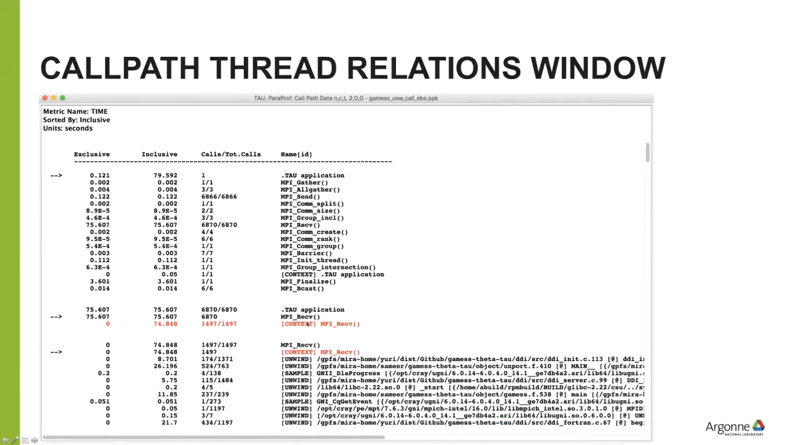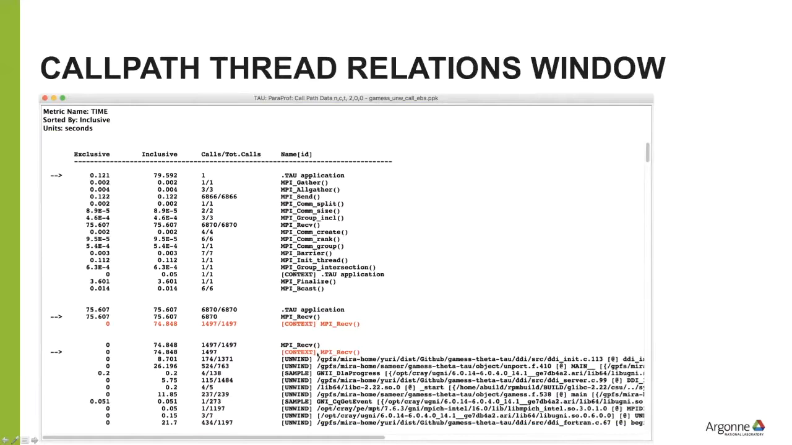We have other windows, and this is an example of the call path thread relations window, where you can see the block which shows a given function and its immediate parents and immediate children. Now, the .TAU application is a dummy timer that we have created, which runs for the entire lifetime of a thread. So it starts at the MPI init and then goes till MPI finalize. In the case of a thread, it may start at the pthread create instance and go on until the thread joins the execution, or the OpenMP thread gets created and then finally it ends.